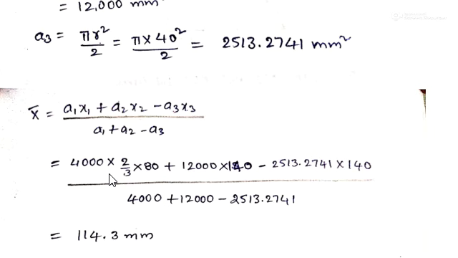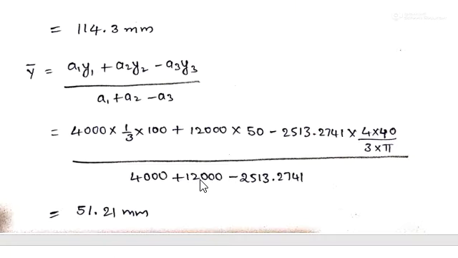So A1 is 4000 we got, and x1 is 2/3 of 80, plus A2 is 12,000 with 140, and substitute this A3 and x3 values, and the A1, A2, A3 values. If you simplify that, we get the x bar value as 114.3 mm.